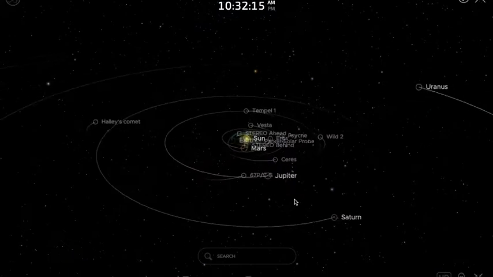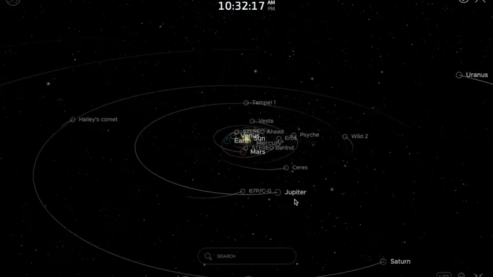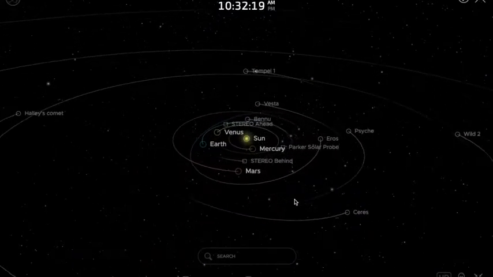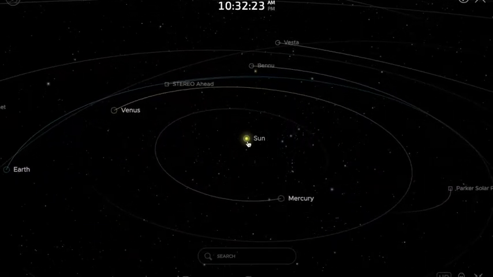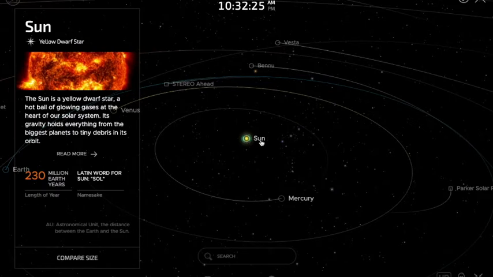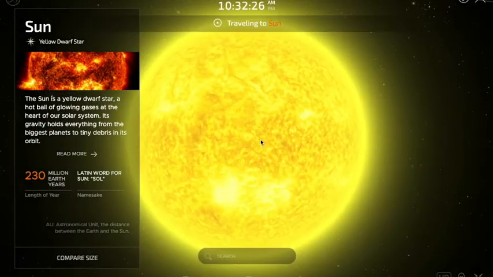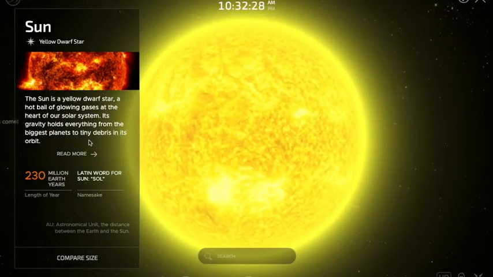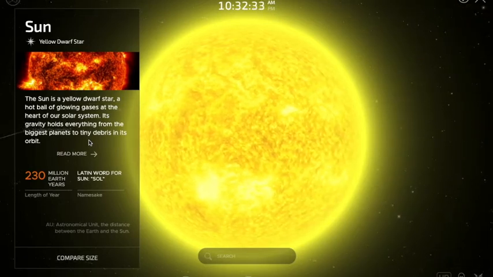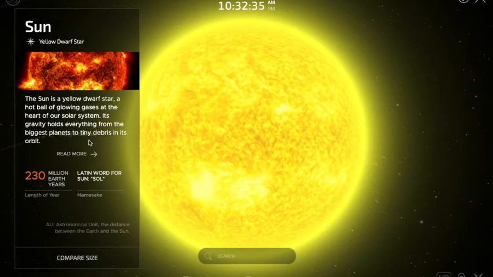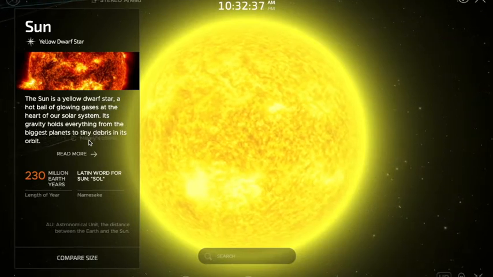Okay, what you're seeing right now is the website that NASA puts out. This is the model, okay? Now we're zooming into the sun. You can see all around it are the gravitational, it's the trajectory of the planets around it, around the sun being the most massive object in our solar system.